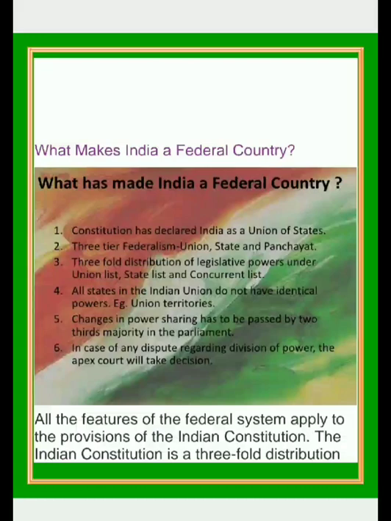So today we are going to start with the next topic in the chapter Federalism. Here we will take what makes India a federal country. In the last video we saw two methods, or two routes, through which federations are formed. Till now we have seen the meaning of federalism, the features of federalism, and two routes of making federations. Now we will see what arrangements there are in India that we call it a federal country.